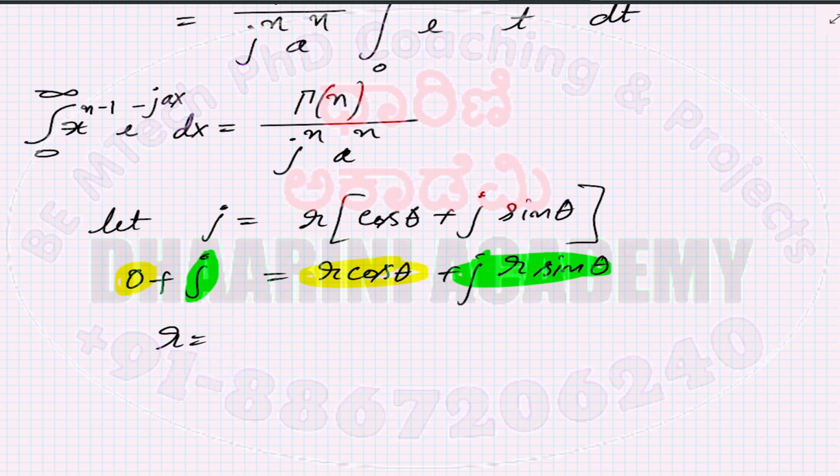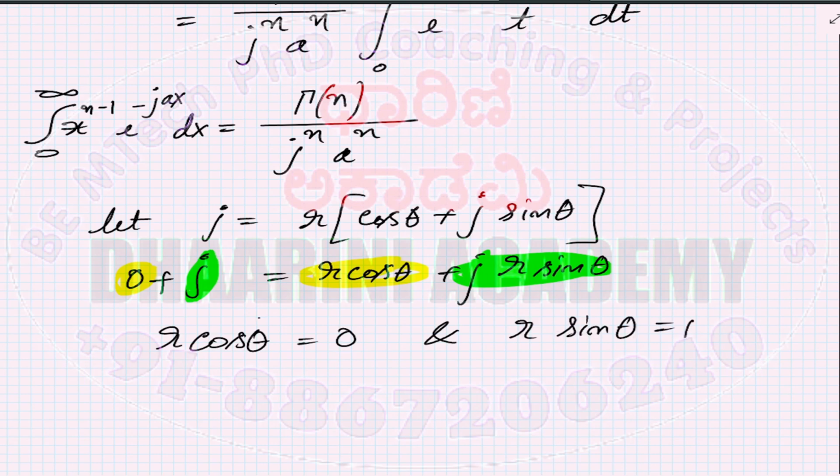So r cos theta should be equal to 0, and r sin theta should be equal to 1. In the sense, j is equal to jr sin theta, j cancels, so what remains is this. Okay, when I have this, let's try to make a division. Whenever we have this condition, r cos theta is 0 and r sin theta is equal to 1, correct? I can square and add both terms, right?